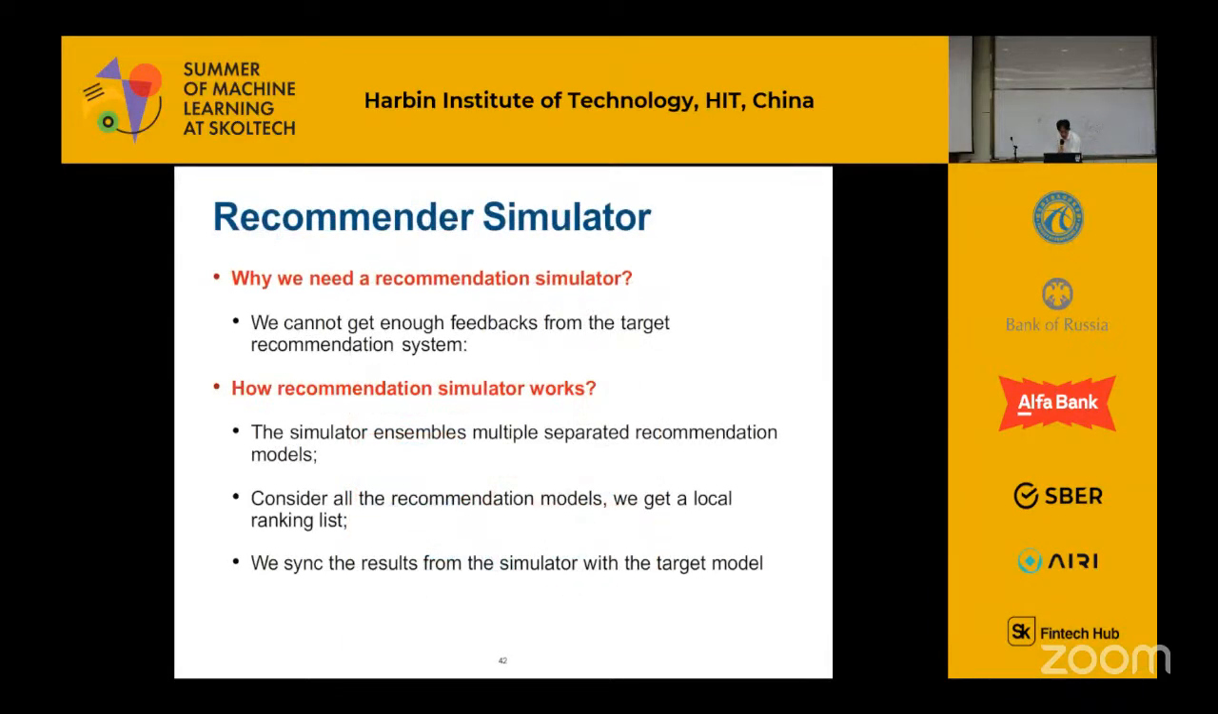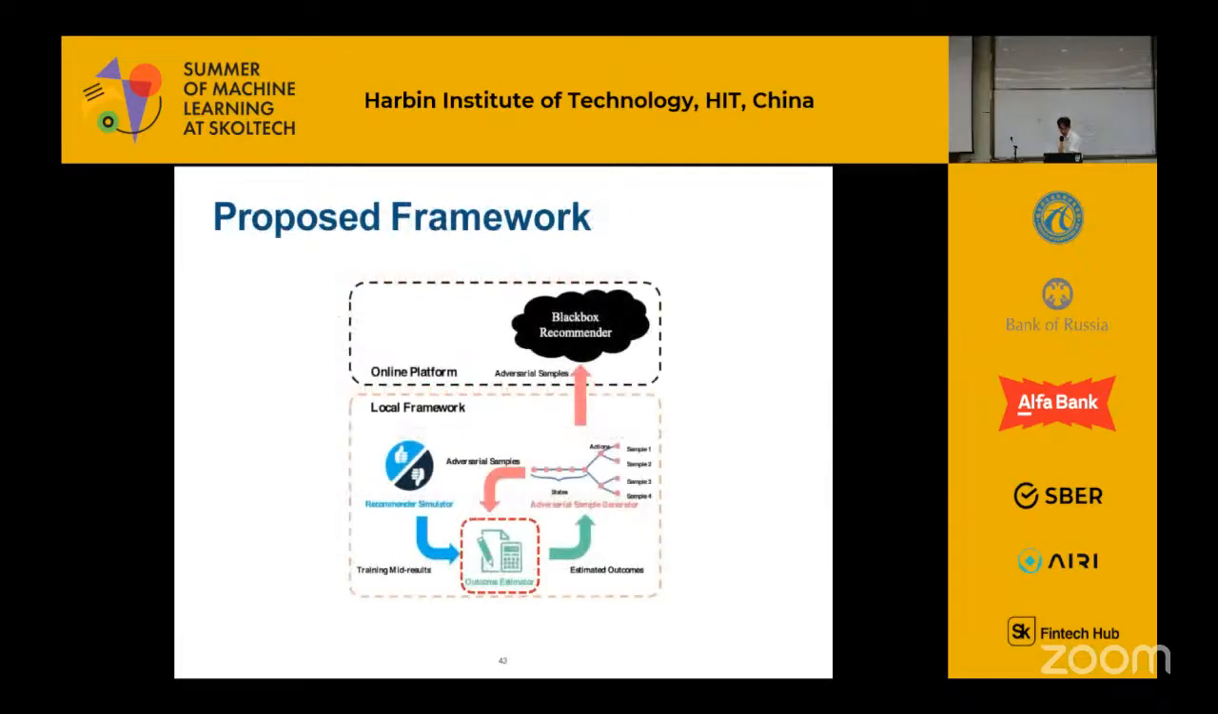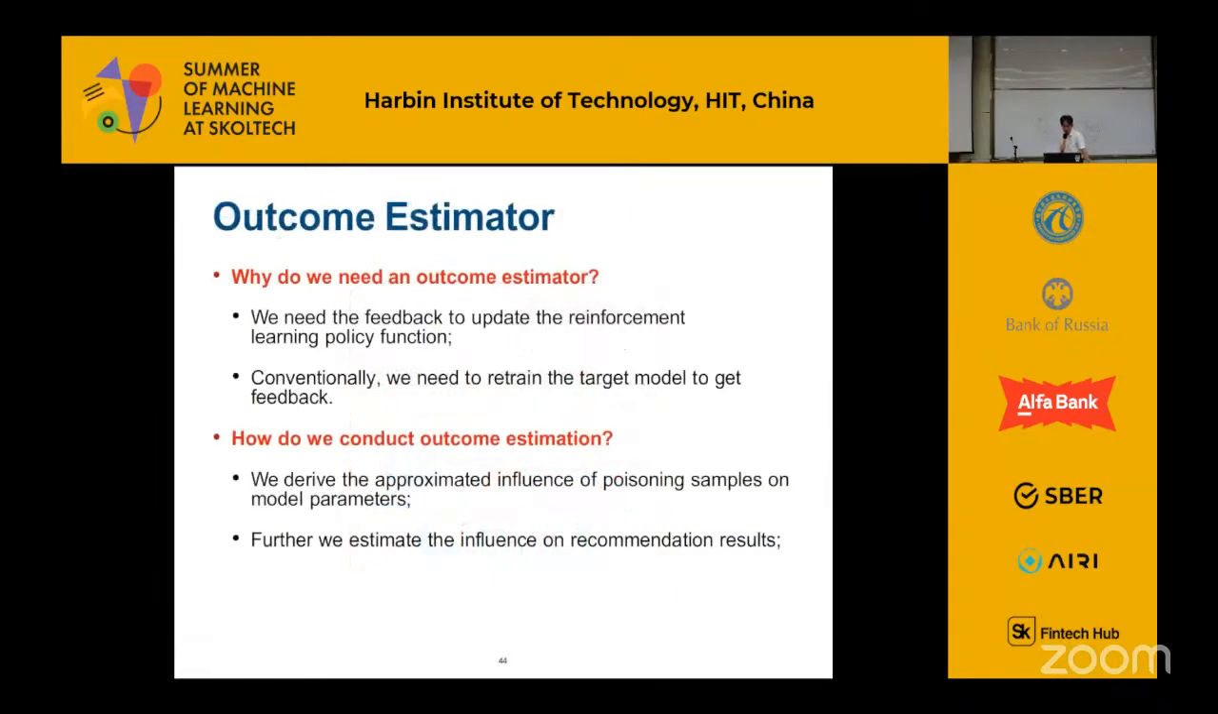So these are the reasons why we need a simulator: because we cannot get enough feedback from the target recommendation system. And why we need an outcome estimator: because we need feedback to update the reinforcement learning policy function, and conventionally we have to retrain the target model to get the feedback, which is very time costly. So how do we do the outcome estimation?